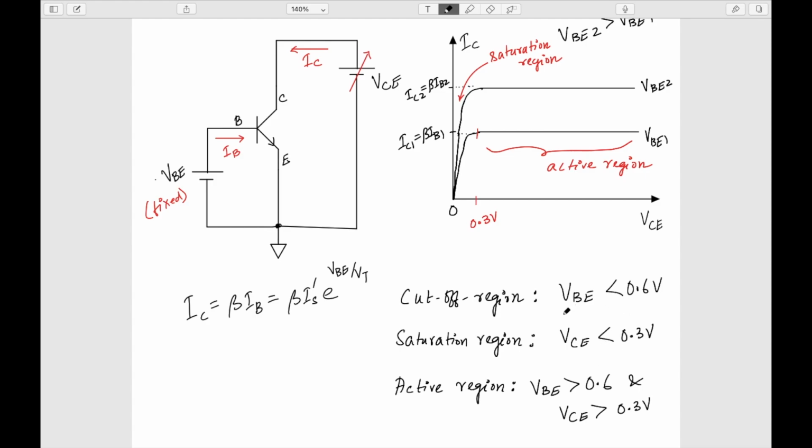Of course, for the cutoff region, no matter what the VCE voltage may be, if the VBE is less than 0.6, it is the cutoff region. Similarly, for the saturation region, no matter what this VBE voltage may be, if the VCE is less than 0.3, then it is in the saturation region. However, for the active region, I need to satisfy both conditions: the VBE should be greater than 0.6 volt and the VCE should be greater than 0.3 volt.